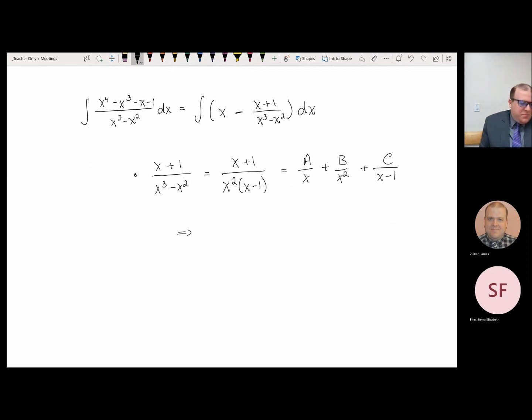Well, how do we find them? That's easy enough. Clear out the denominator. So multiply the entire equation by x squared times x minus 1. We'll get x plus 1 is equal to Ax times x minus 1 plus B times x minus 1 plus C times x squared.